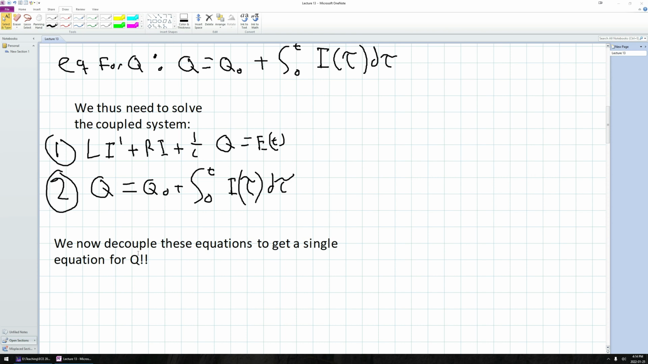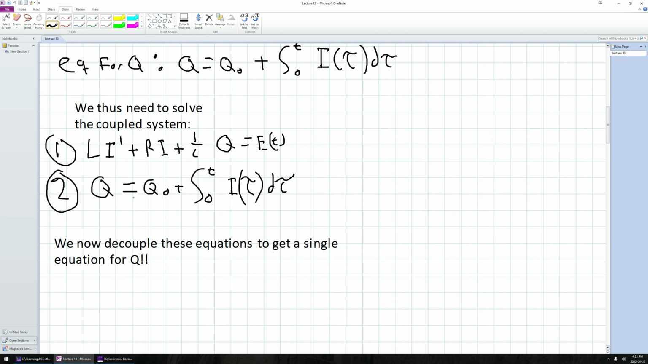You just kind of have to look at it and guess which one is going to be the easier way to go about doing it. So what can I do here? Well, I know Q is some constant that I don't know. Well, you could measure it, right? Plus this integral of I, right?